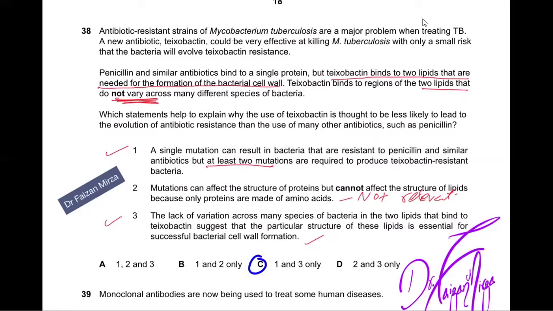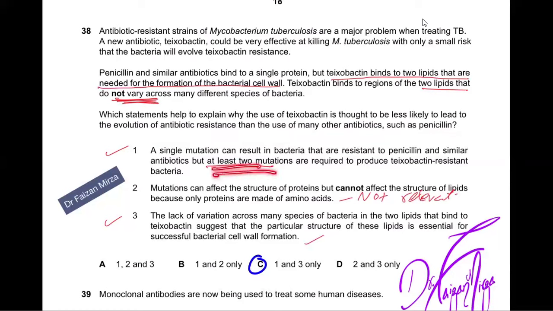Then they are saying this antibiotic binds to the region of the two lipids that does not vary across different species. So this is what is shared between different species. So this antibiotic can be used for treating infections of various bacteria because they share this target site. Which statements help to explain why the use of this antibiotic is thought to be less likely to lead to evolution of antibiotic resistance than the use of many antibiotics such as penicillin? A single mutation can result in bacteria that are resistant to penicillin and similar antibiotics, but at least two mutations are required to produce this resistant bacteria.